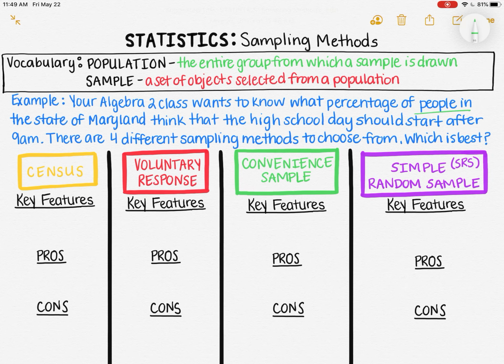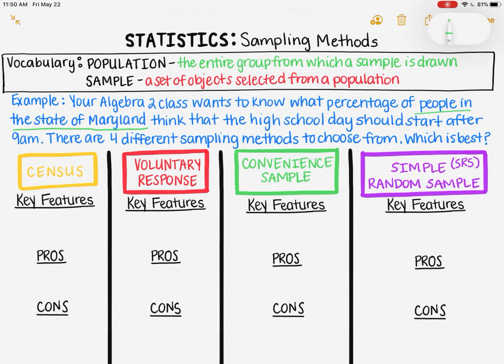So in this example, we're talking about people in the state of Maryland. That is the population that we're going to be taking our sample from. We're not going to be asking people outside of the state of Maryland about this question. We're only going to be asking people within this group. And this is the population of people we want to know this information about. The sample is the set of objects, or in this case, people, that are selected from a population. So the sample will be the people that we actually end up asking this question to within this population.